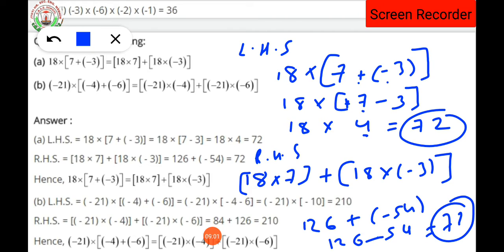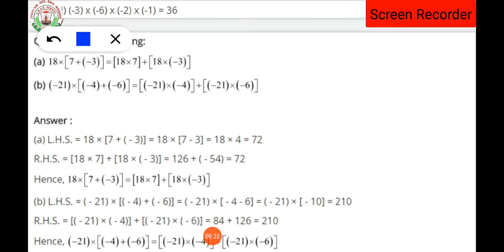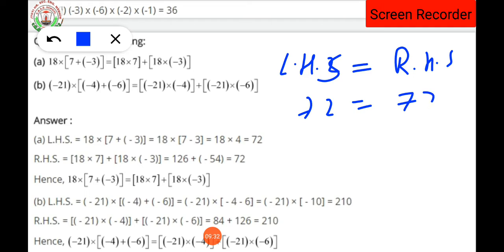Okay, plus 72. Why is it plus 72? Because among the numbers 126 and 54, the number 126 is greater than 54. Okay, so the number which is greater, that sign comes in the answer. So you can look at LHS and RHS, both where we are getting the answer as 72. LHS is equal to RHS. Here when we solved the left hand side and the right hand side, we are getting the equal answer as 72 and 72. Hence our question is verified.